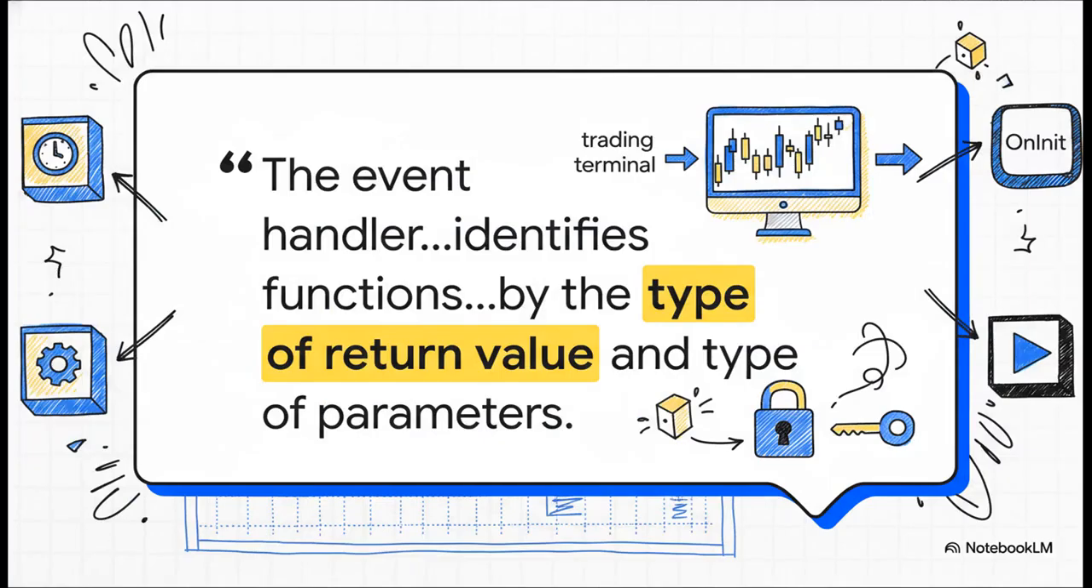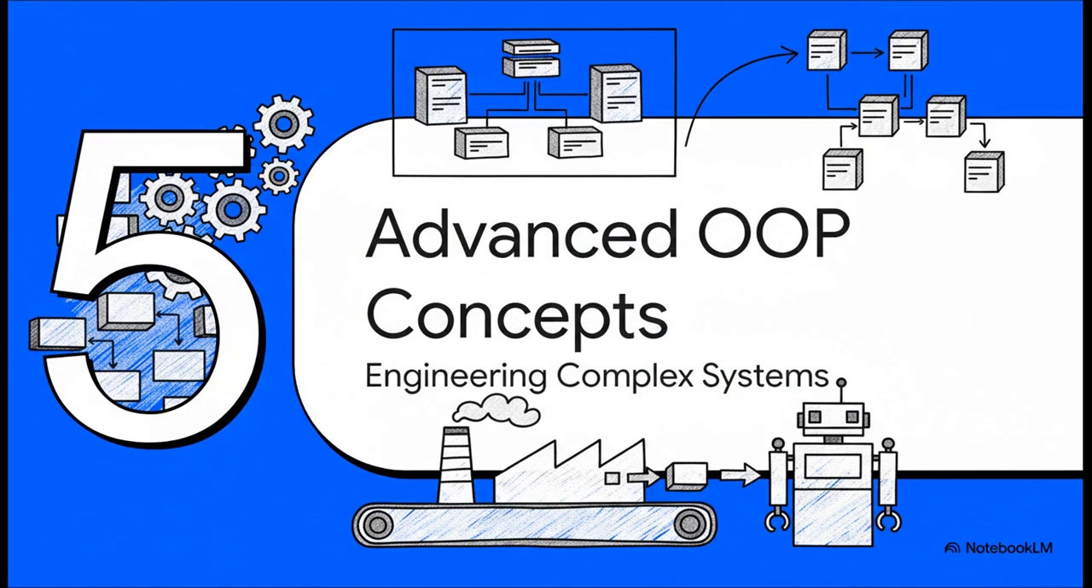Now, the big thing to understand here is that these names, OnInit, OnTick, and so on, they're not just suggestions, they are non-negotiable. The trading platform is hardwired to look for functions with these exact names and signatures. It's like a secret handshake. If you don't get it exactly right, the platform just won't know what to do with your code. It'll just ignore it.